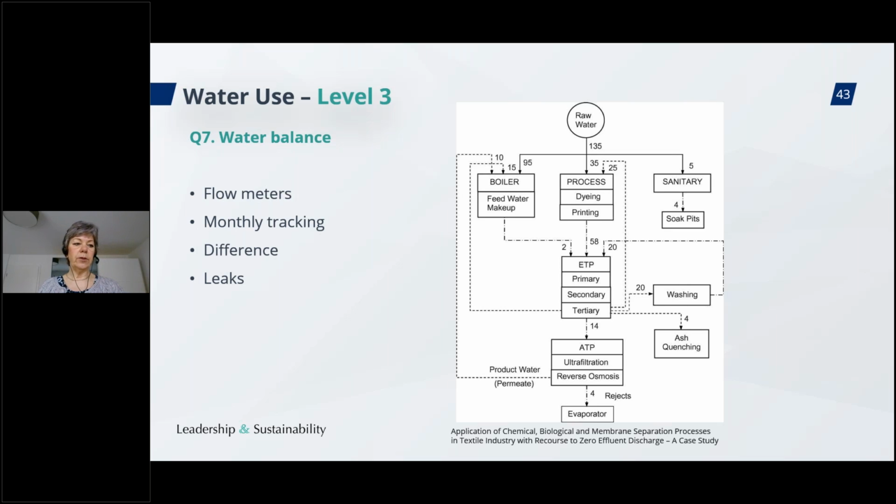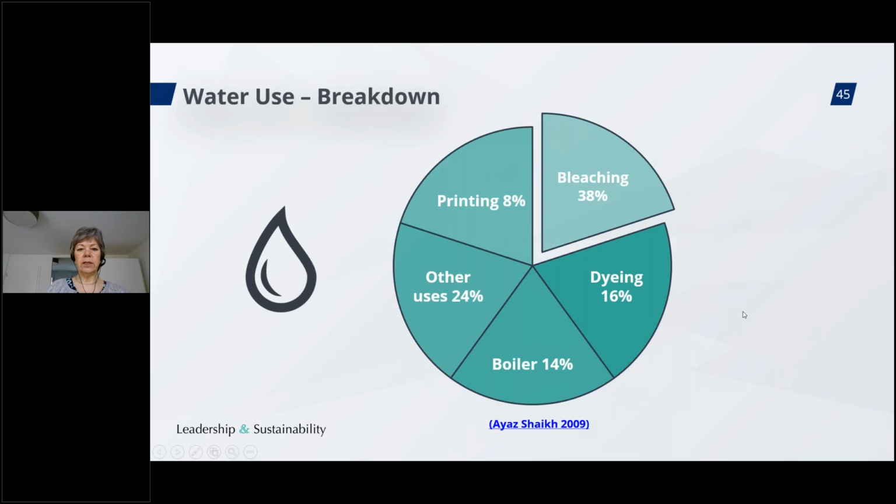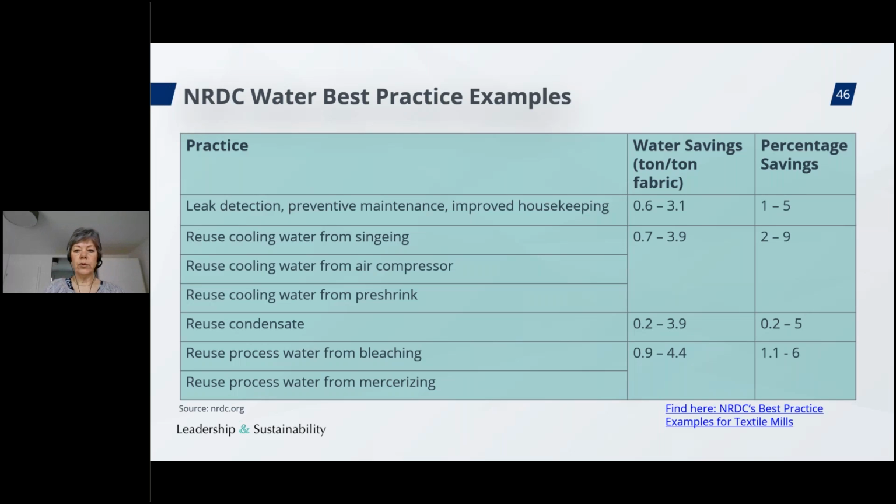And now I would like to give you some examples that are relevant for your facility's water consumption. I would like to show you a water use breakdown. And after that, we have some best practice examples from the Natural Resources Defense Council and their report on water best practices. And here you can see a simple breakdown in a factory that actually has wet processes. And you can also see here a few best practice examples.